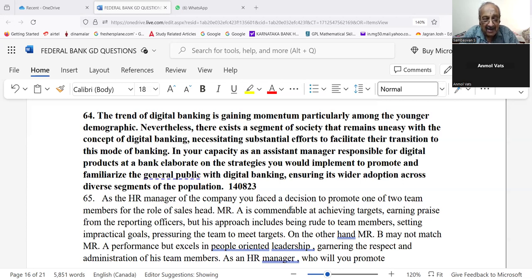Anmol, I don't know why, wherever banking comes, you are saying marketing. First time you made that mistake. The second time when digital banking came, you read it correctly. The third time again, you made a mistake and said digital marketing. Is your daddy into marketing?